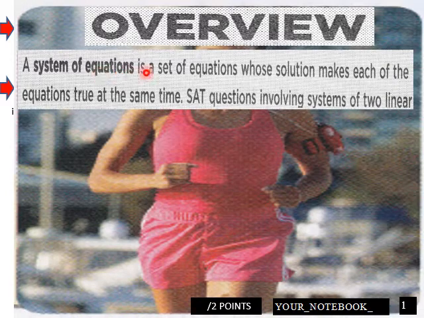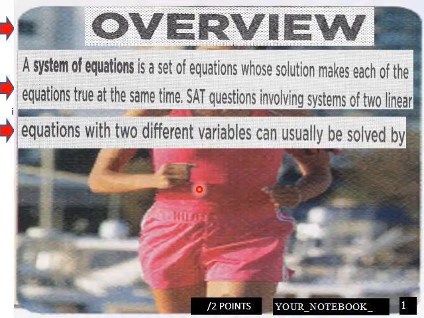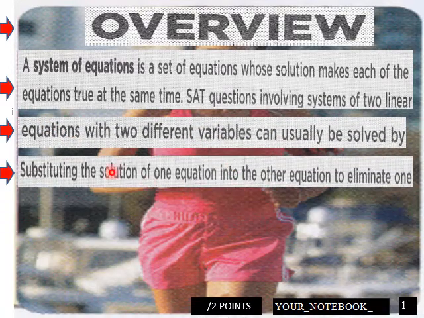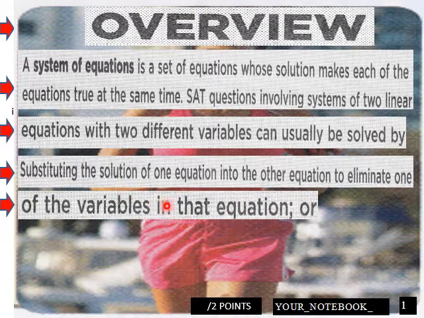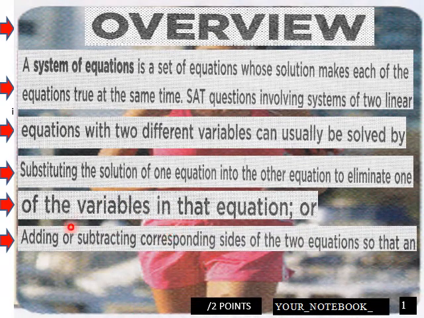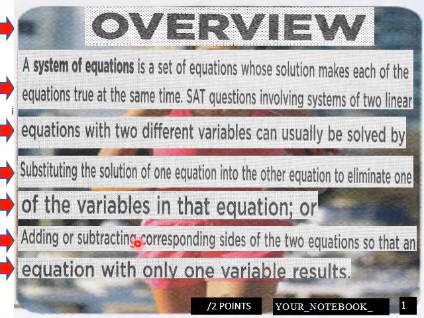A system of equations is a set of equations whose solution makes each of the equations true at the same time. SAT questions involving systems of two linear equations with two different variables can usually be solved by substituting the solution of one equation into the other equation. To solve this, you have to eliminate one of the variables by adding or subtracting corresponding sides of the two equations so that an equation with only one variable results.